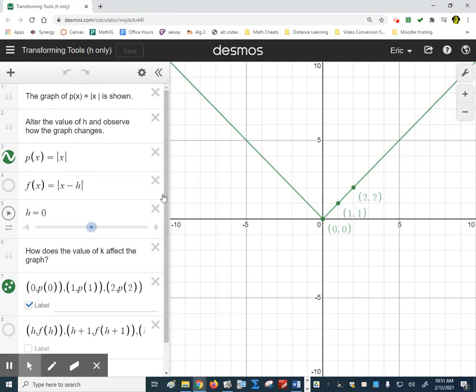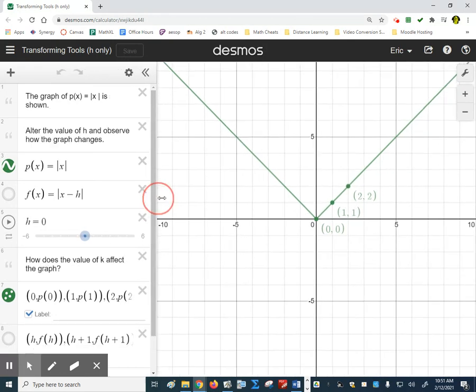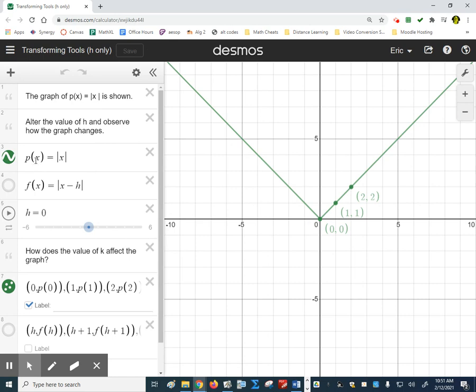Okay, so what if we start off with the parent graph, p of x equals the absolute value of x. So there's our v-shaped parent function. And then let's see what happens if we subtract some number from x inside the function.